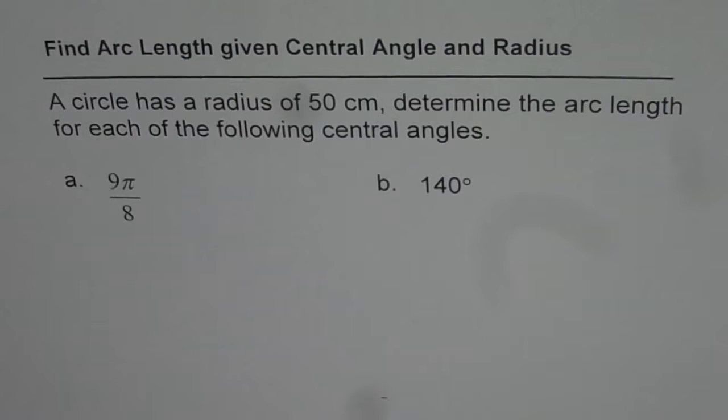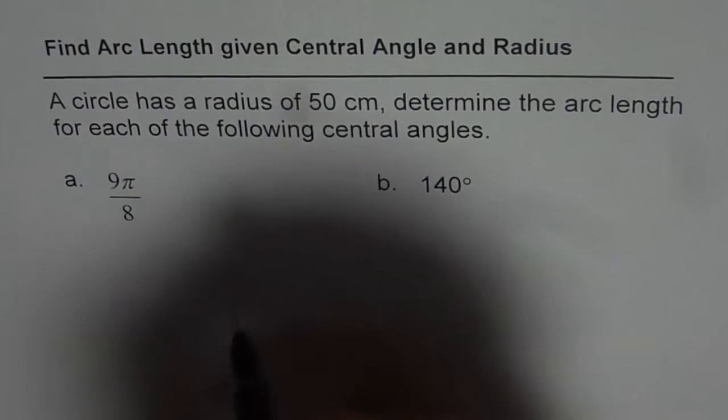Find arc length given central angle and radius. A circle has a radius of 50 centimeters. Determine the arc length for each of the following central angles. A is 9 pi over 8 and B is 140 degrees.